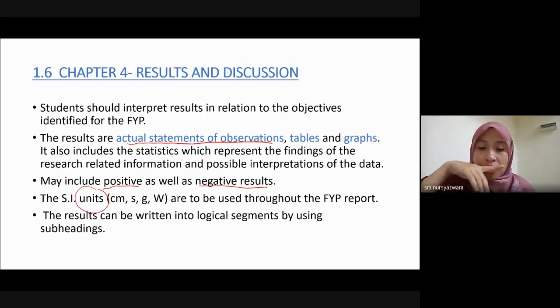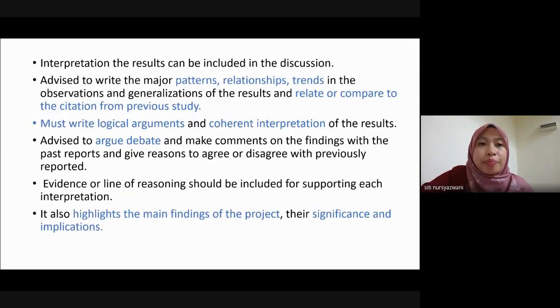And the result can be written into logical segments by using subheadings. And the interpretation of the result boleh include dalam you punya discussion. Okay, you are advised to write the major patterns, relationships, trends in your observation dan juga generalization of your results, and boleh juga relate ataupun compare to the citation from the previous study.